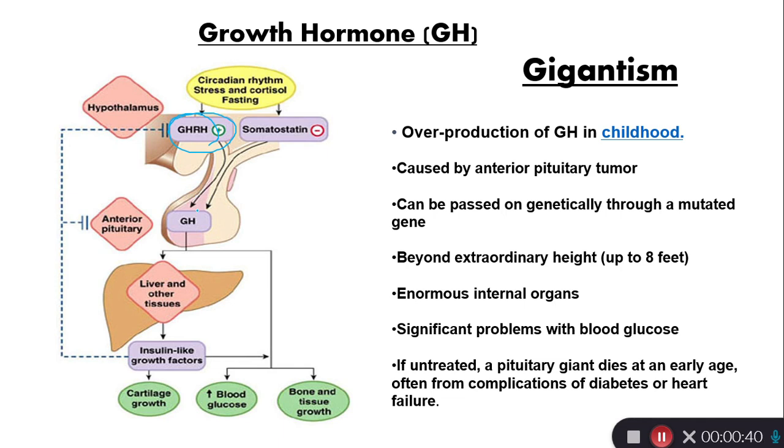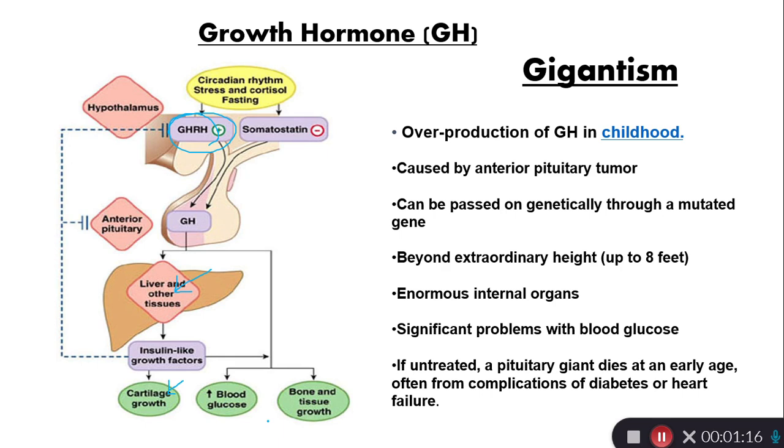The growth hormone stimulates the liver to release insulin-like growth factors that help growth of the cartilage. Also, the growth hormone increases the blood glucose and stimulates bone and muscle development and growth. So it's very important, especially during the childhood. But we don't need the growth hormone in a high amount. It has to be within range in a reasonable amount.